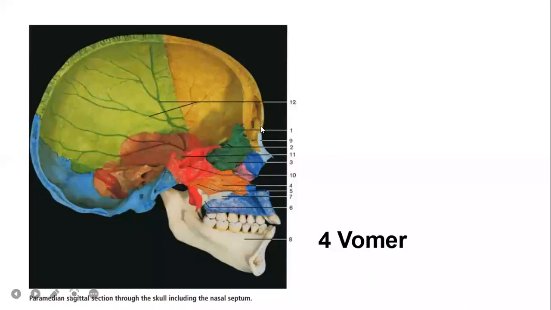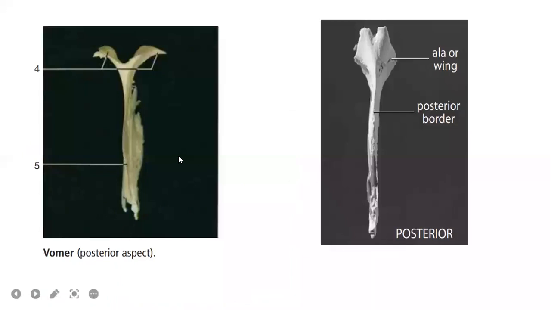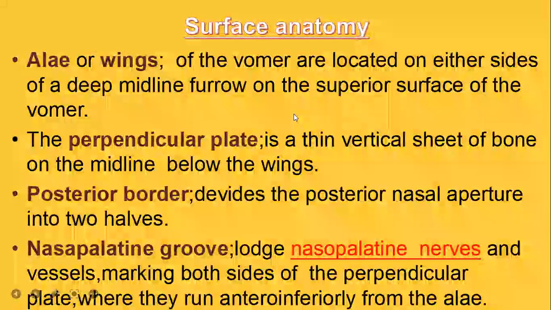For this bone within the skull, we have it right there. You can see, and that is the vomer. For the bone itself, we have it right here. This is the posterior aspect, and this is the posterior aspect as well, and we have the posterior border and the alae, or wings, of the same bone. That's much about the vomer. And then let's get to its description.